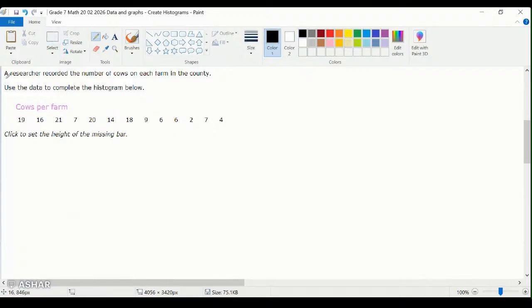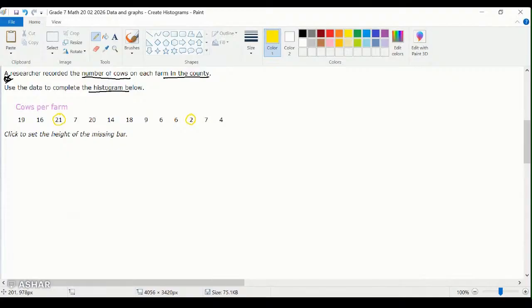And let's say for question number 5, researchers recorded the number of cows on each farm in a country, right? Complete the histogram. So we are looking at how many cows there are. What is the minimum value of cows? We can say the minimum value was 2. See, if the bar is not given to us, this was 2, and the maximum value we can have is 21, right? So it's our choice how we divide the bars, right?